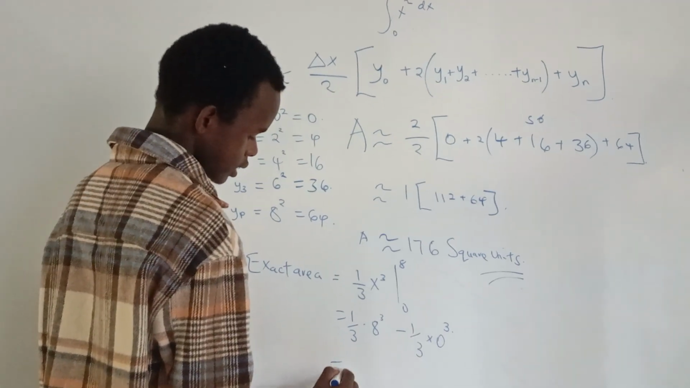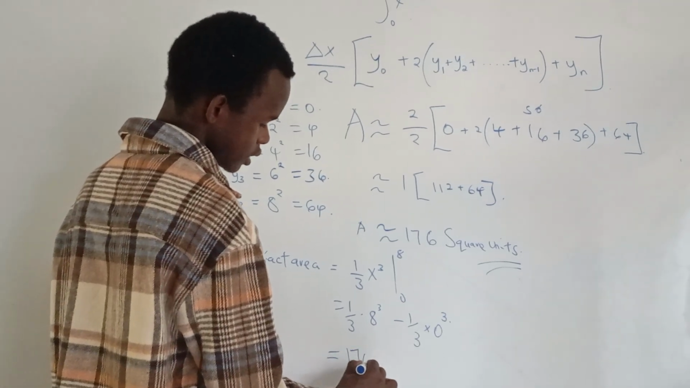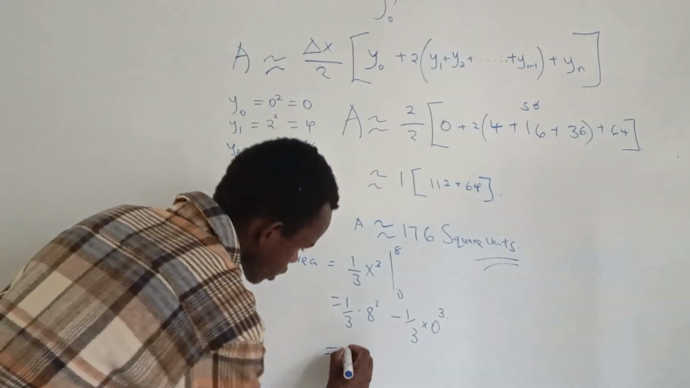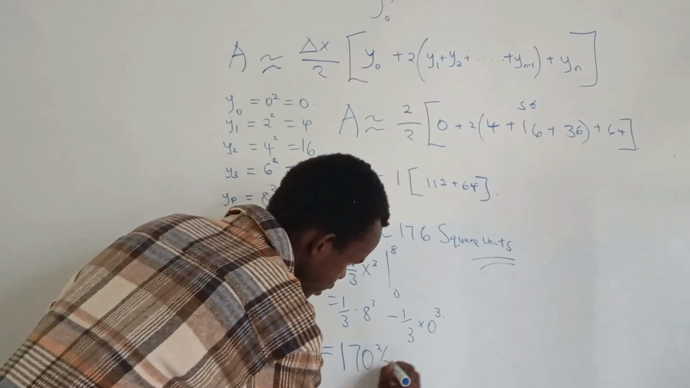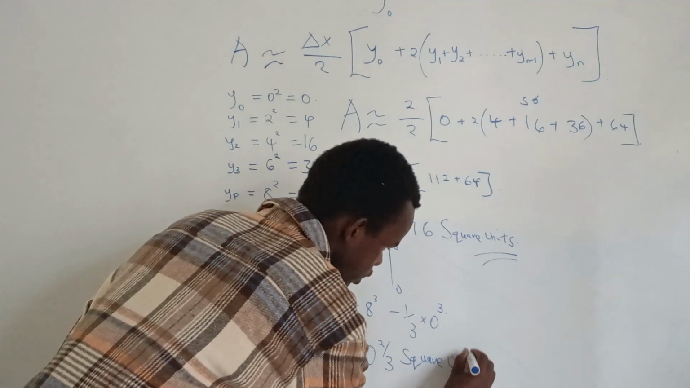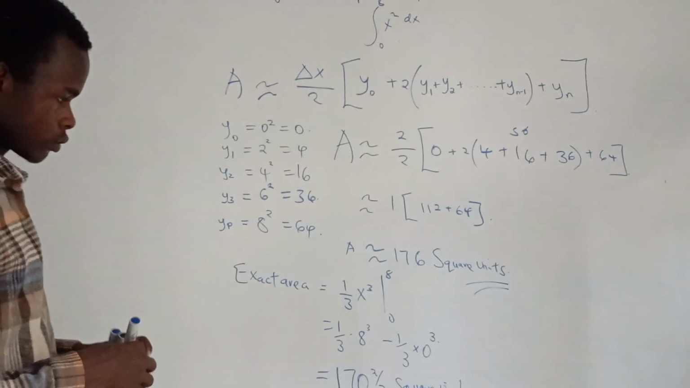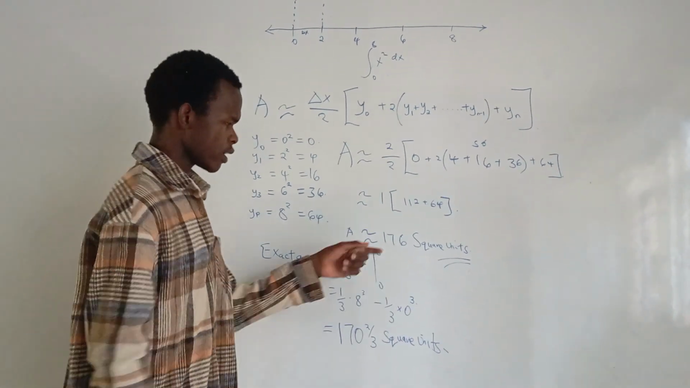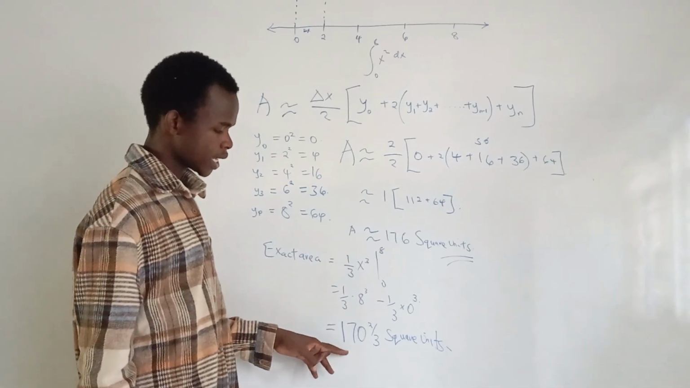So the expected answer is 170. The exact area will be 170 and 2 over 3 square units. So this is the exact area. Having these concepts, we have approximated the area to be this, then we have found the exact area to be this. So there is an error.